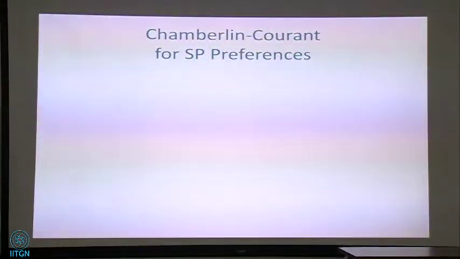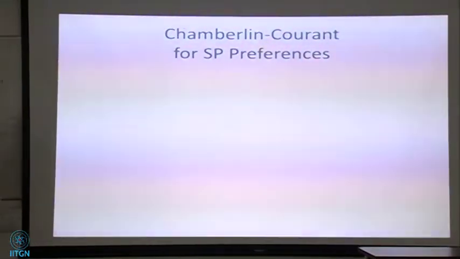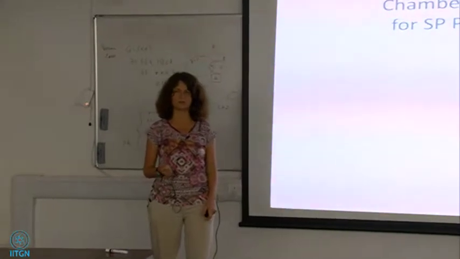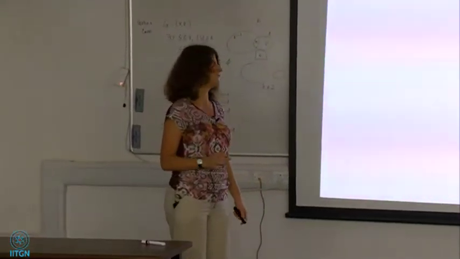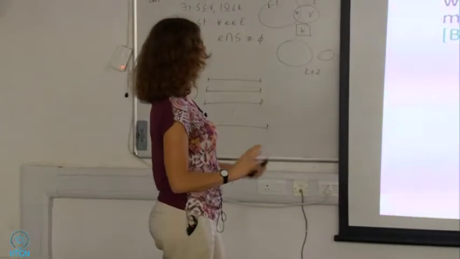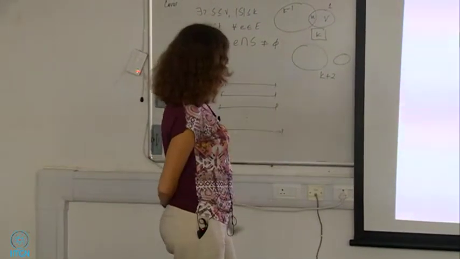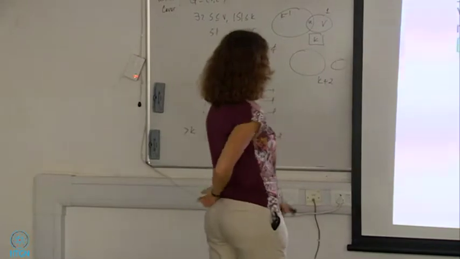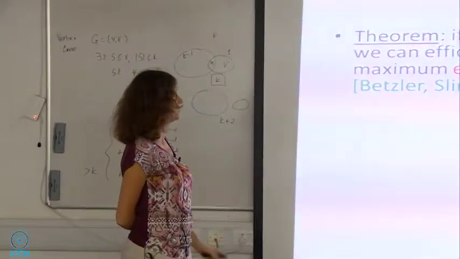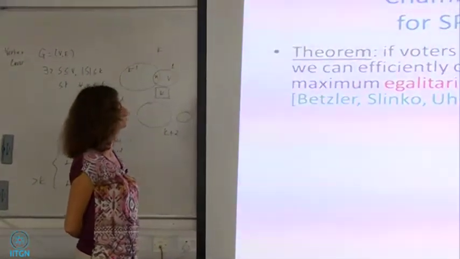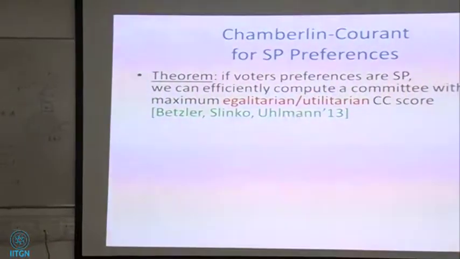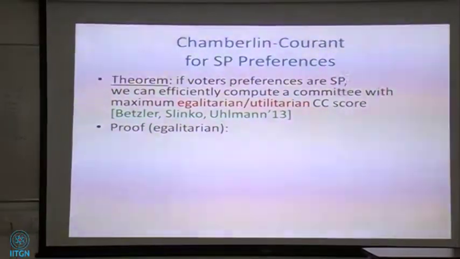This is like STV with lexicographic intermediate tie breaking. I want one STV winner, and here I want one winning committee under Chamberlain Current. I can talk briefly at some point about what happens if you want all of them, it's not very hard, but for now I just want one. And the theorem, this is Betzler, Slinko, Uhlmann, 2013, so fairly recent: for both the egalitarian and utilitarian versions of Chamberlain Current, we can compute a winning committee. As a warm-up, let me start with the egalitarian version.